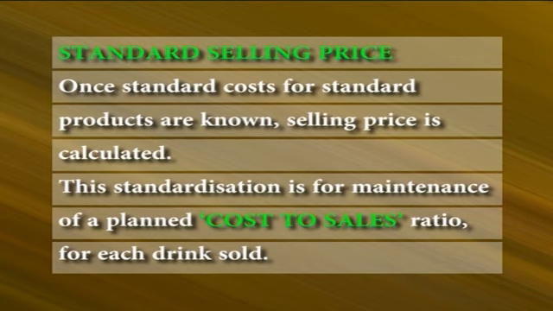Standard selling price. Once standard costs for standard products are known, selling price is calculated. This standardization is for maintenance of a planned cost to sales ratio for each drink sold. All ingredients are included for costing. Selling prices are fixed in relationship to the costs. Every sale has an impact on the overall gross profit. Therefore, planning and maintaining of profit levels is possible.